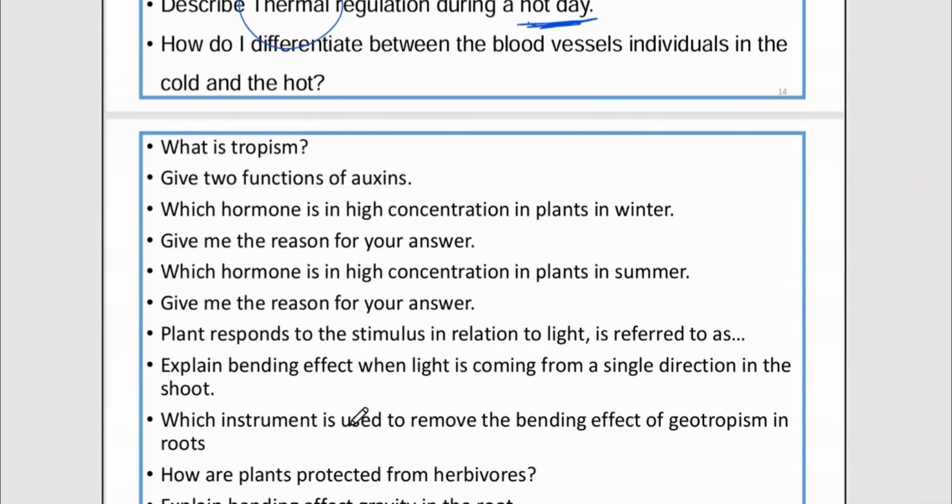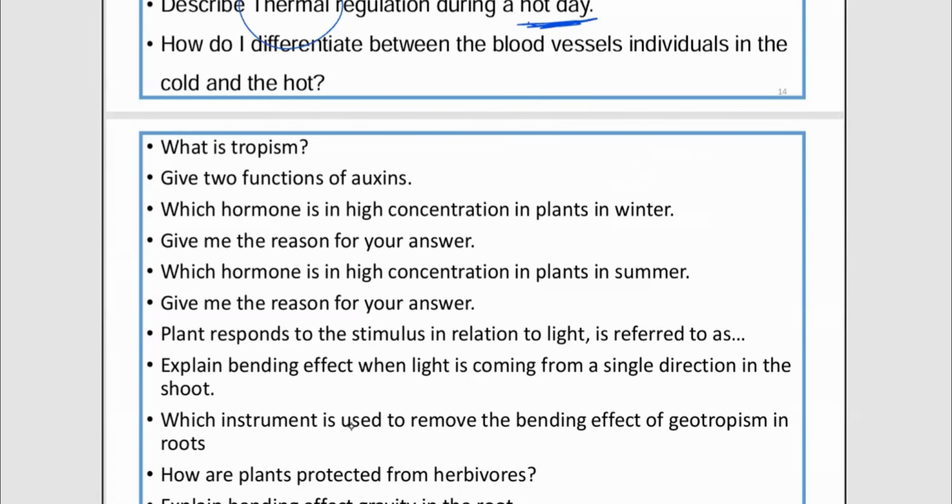And then from there, we go to the second last part, which is tropism. Tropism is a bending effect. It is when the plant grows towards or away from the stimulus. The stimulus can be light or shoot in this case. So give two functions of auxins. Basically, these are growth promoters. So when they ask you about auxin, those are growth promoters.